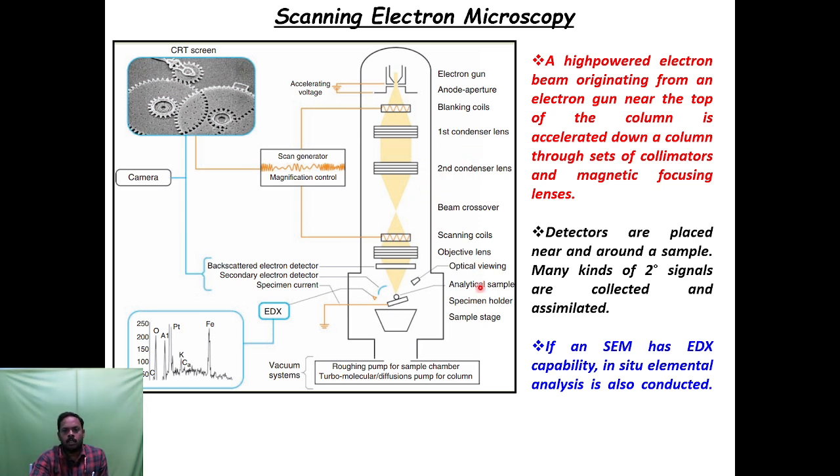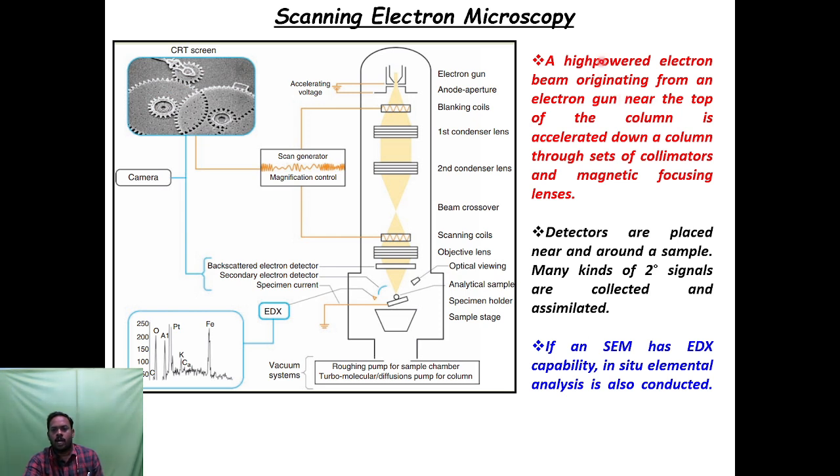There are condenser and objective lenses. The condenser lenses collimate the divergent electron beam, and the objective lens is used for the detection process. There are some special detectors: backscattered electron detector, secondary electron detector and specimen current. The detector will convert the backscattered or secondary electrons from the sample surface into an image, and we will get the image of the sample surface. If we have the EDX accessory, then we will end up with the presence of different elements and the percentage composition.